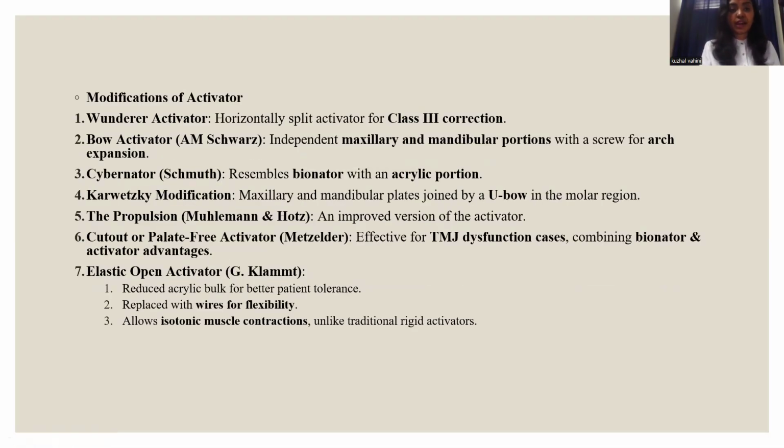So the modifications of activators are Woodruff's activator, bow activator, cybernator, Karwatsky's modification, propulsion, cutout or plate-free activators. Then we have the elastic open activators. So here you can see the different activator modifications.